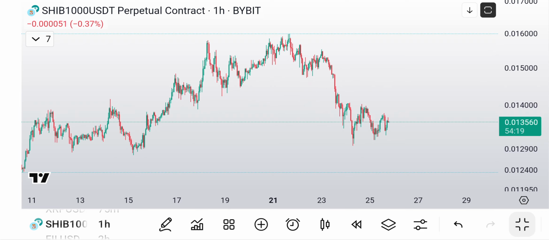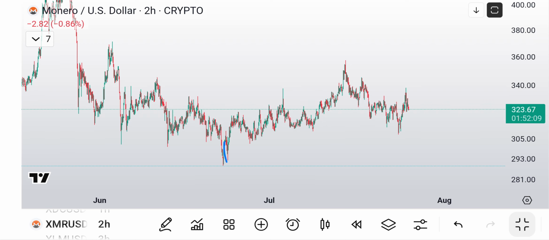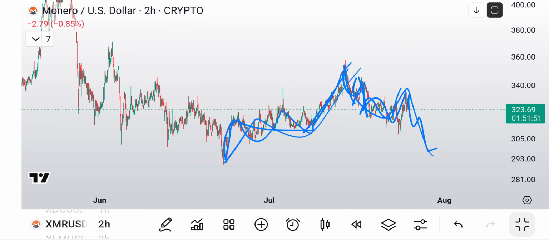So let's look at something else. Monero is just not really looking, I mean, it's okay. You kind of got like 1, 2, 3. So you got a 3-wave move there. And you got 1, 2, 3. So 3 down, 3 up, and then maybe 3 back down. So 3 up, 3 down, and then I would say 5 up.